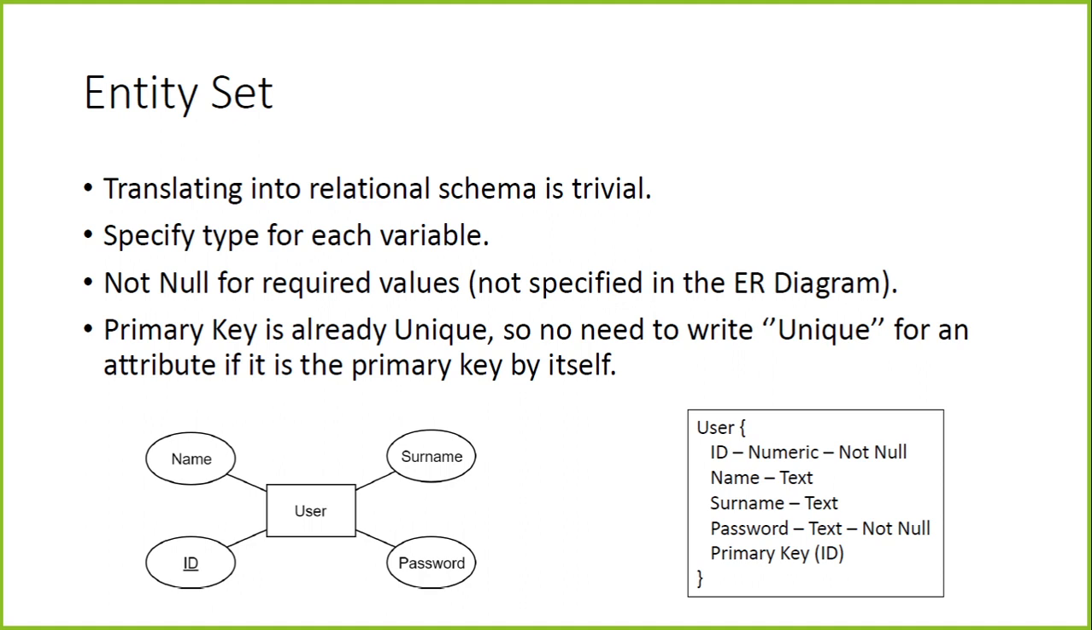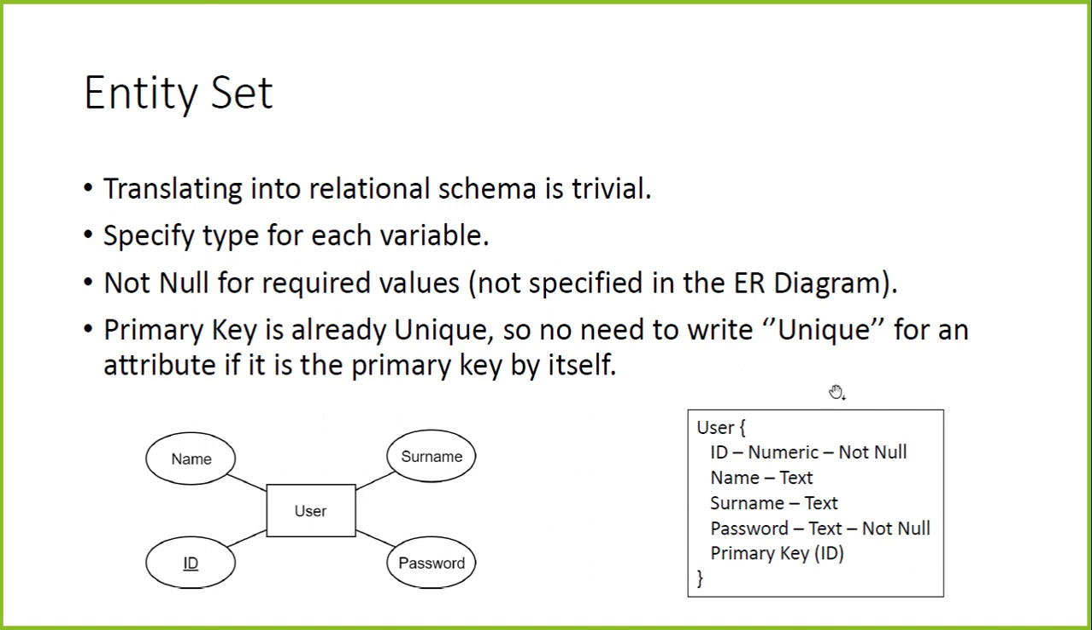There are also subcategories for the numbers. For example, it can be an integer, it can be a floating number, etc. But in the relational schema, you don't really need to give that much detail about the data type. If you just use these four general types, numeric, text, date, and Boolean, it is enough. If some attributes are required, you can also specify them as not null.